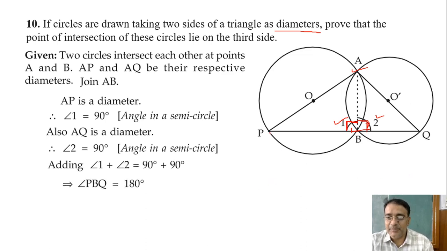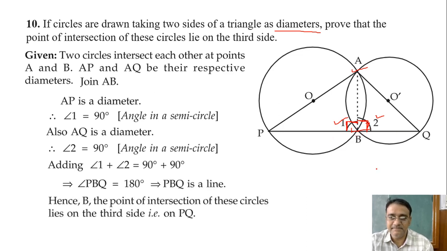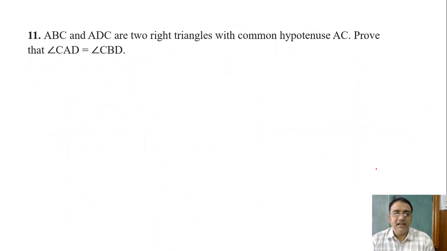That means PBQ is a straight line and B is the point of intersection of the circles which lie on the third side PQ. Clear? यही proof करना था. So this is the 10th question. Next, ABC and ADC are two right triangles with common hypotenuse AC. Prove that angle CAD is equals to angle CBD.